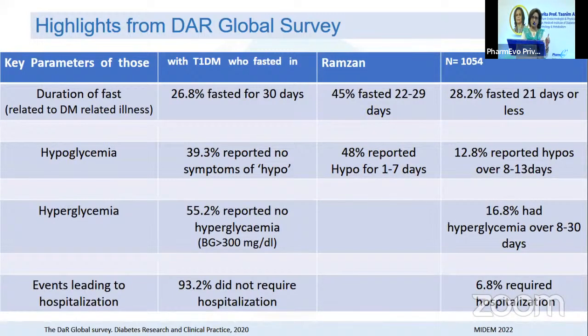More than half the patients did not report hyperglycemia of that magnitude, but 16.8% had hyperglycemia of that magnitude between 8 to 30 days. So a small proportion. These are well-prepared patients. Events leading to hospitalization, that is really good and encouraging. 93.2% did not require hospitalization, but 6.8% did. And that's to a higher percentage.